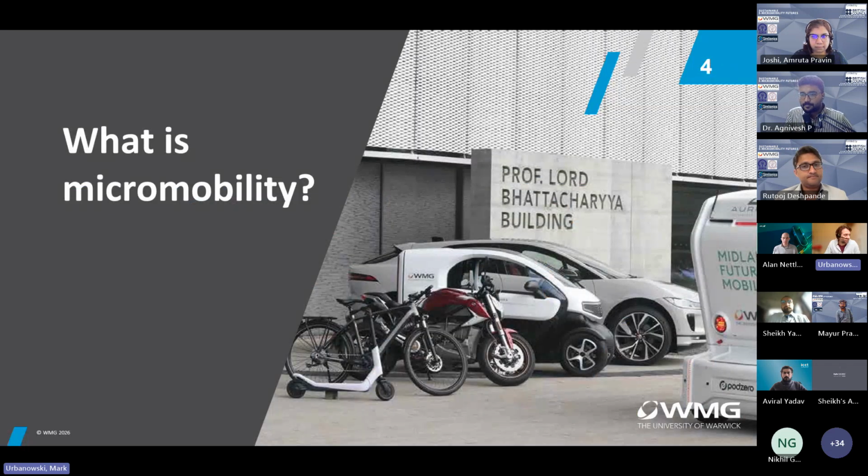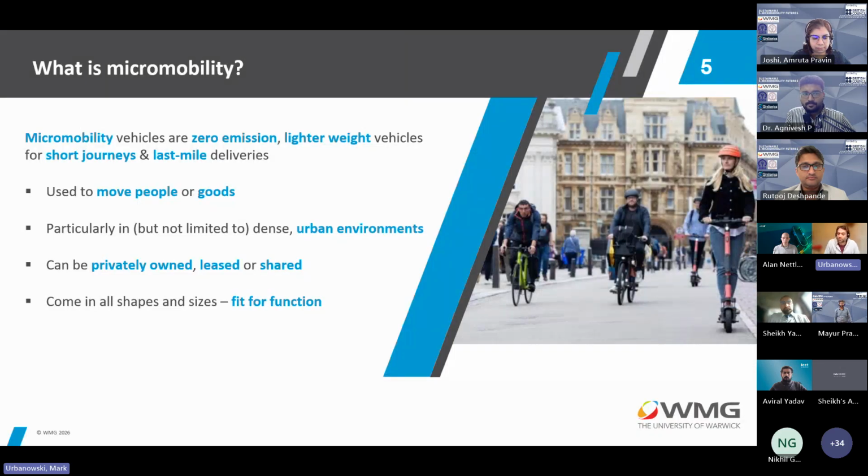So onto the main part of the presentation. What is micromobility? Again, this is a UK perspective, and micromobility vehicles are zero-emission, lighter-weight vehicles for short journeys and last-mile deliveries. They can be used to both move people around, and they can be used to move goods or cargo around. They are particularly useful, but not limited to, dense urban environments where there's heavy traffic and shorter journeys.